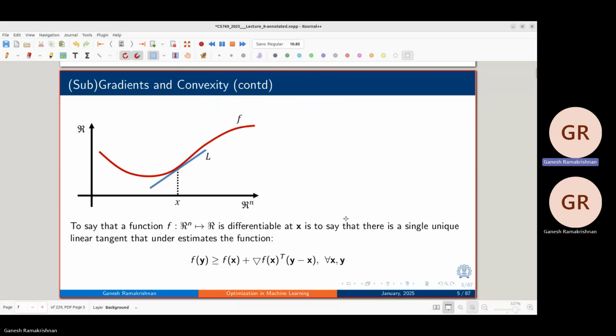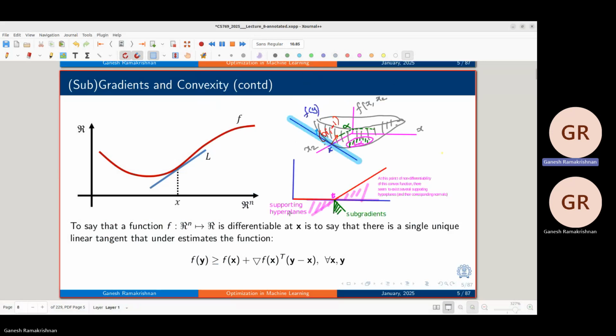In fact, to say that a function is differentiable at x for a convex function is to say that there's a unique linear tangent which underestimates the function. Of course, modulo convexity. In this case, the function itself is not convex. Okay, so if a function is convex, of course, you have this, right? So if a function is like this, even if it's not differentiable, you're basically saying that there's a gradient everywhere, but at this point, you can do something called the subgradient computation. At this point is a point of non-differentiability. So let's take that as a canonical example.